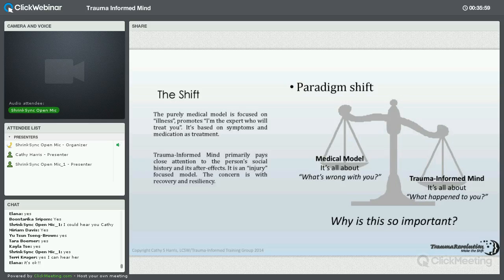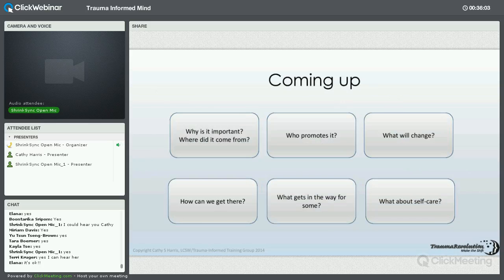trauma-informed way of thinking. But why is this so important? Why are we even talking about it? That's what we're going to cover this morning. Along with these other subjects, we're going to learn about where it came from, who promotes it, what will change when we're in a trauma-informed way of thinking, how we can get there, what gets in the way for some of us, and what about our own self-care.